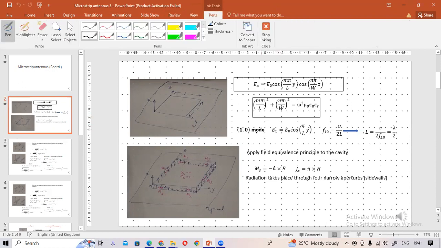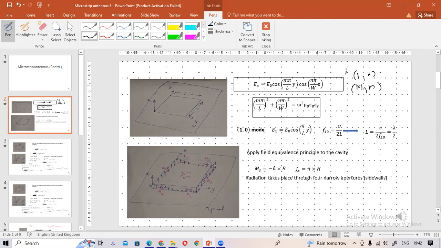Okay, so you can see that if n is applied, this part will be cos 0, so it will be 1. In the 1 0 mode, I forgot to tell you that the 1 0 means m and n. So in the 1 0 mode, m is 1 and n is 0.